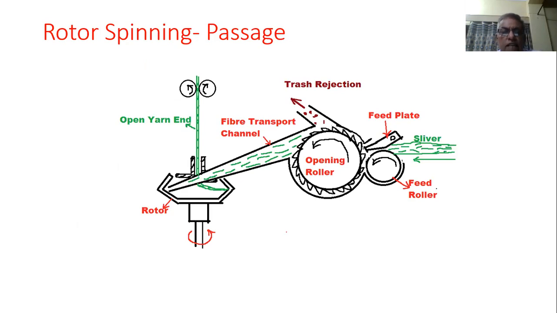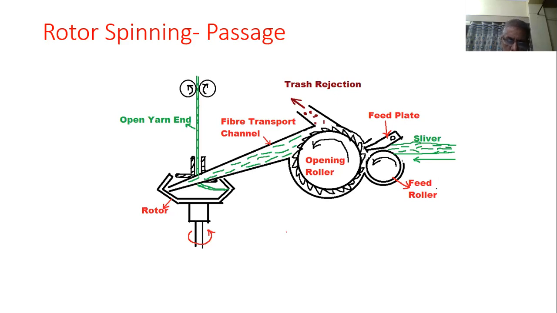As you can see, the diameter of the fiber transport channel is reducing gradually. So this causes an increase in the speed of the fibers. Then these fibers are reaching the wall of the rotor. So you can see that the rotor has a very particular shape. The walls are conical, and these fibers are traveling along the walls of the rotor to the groove.